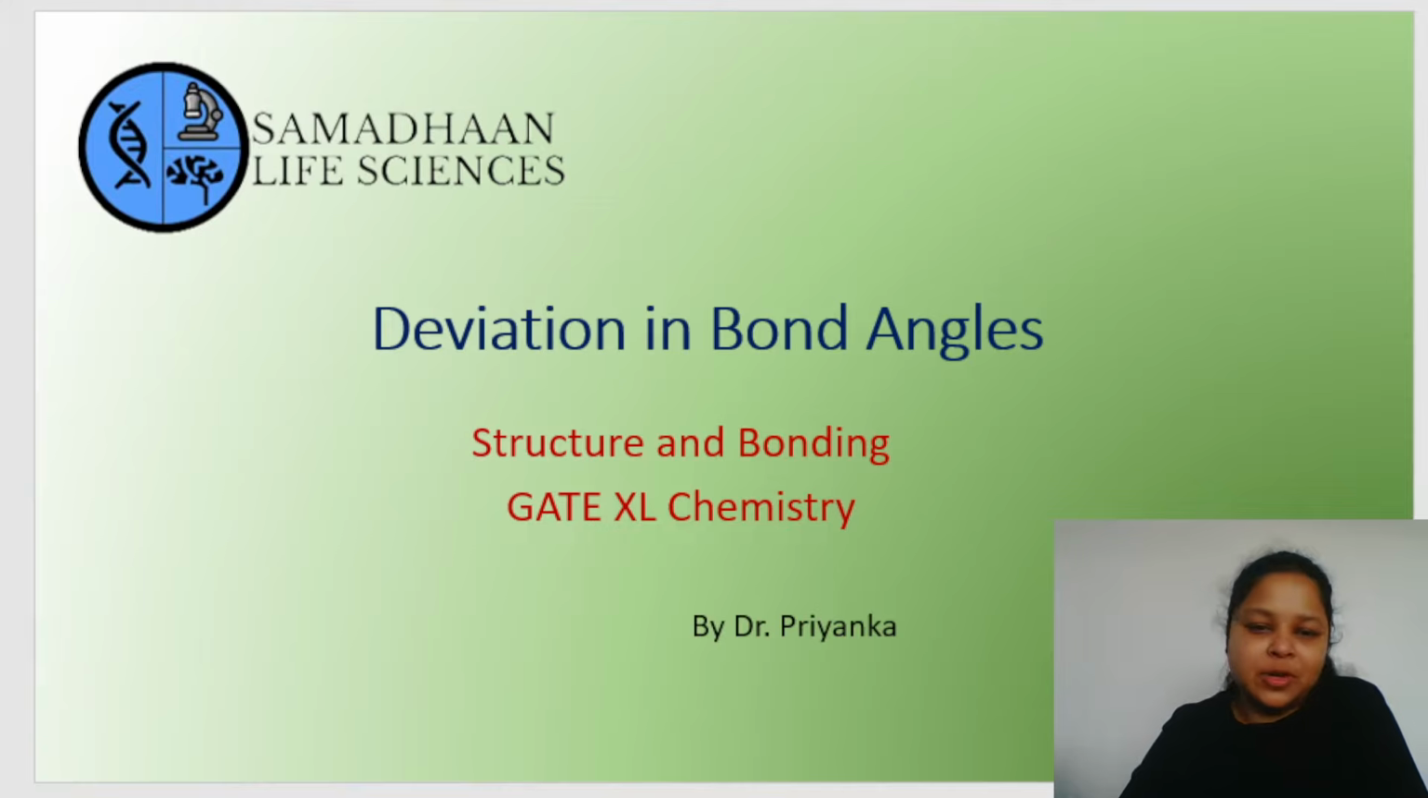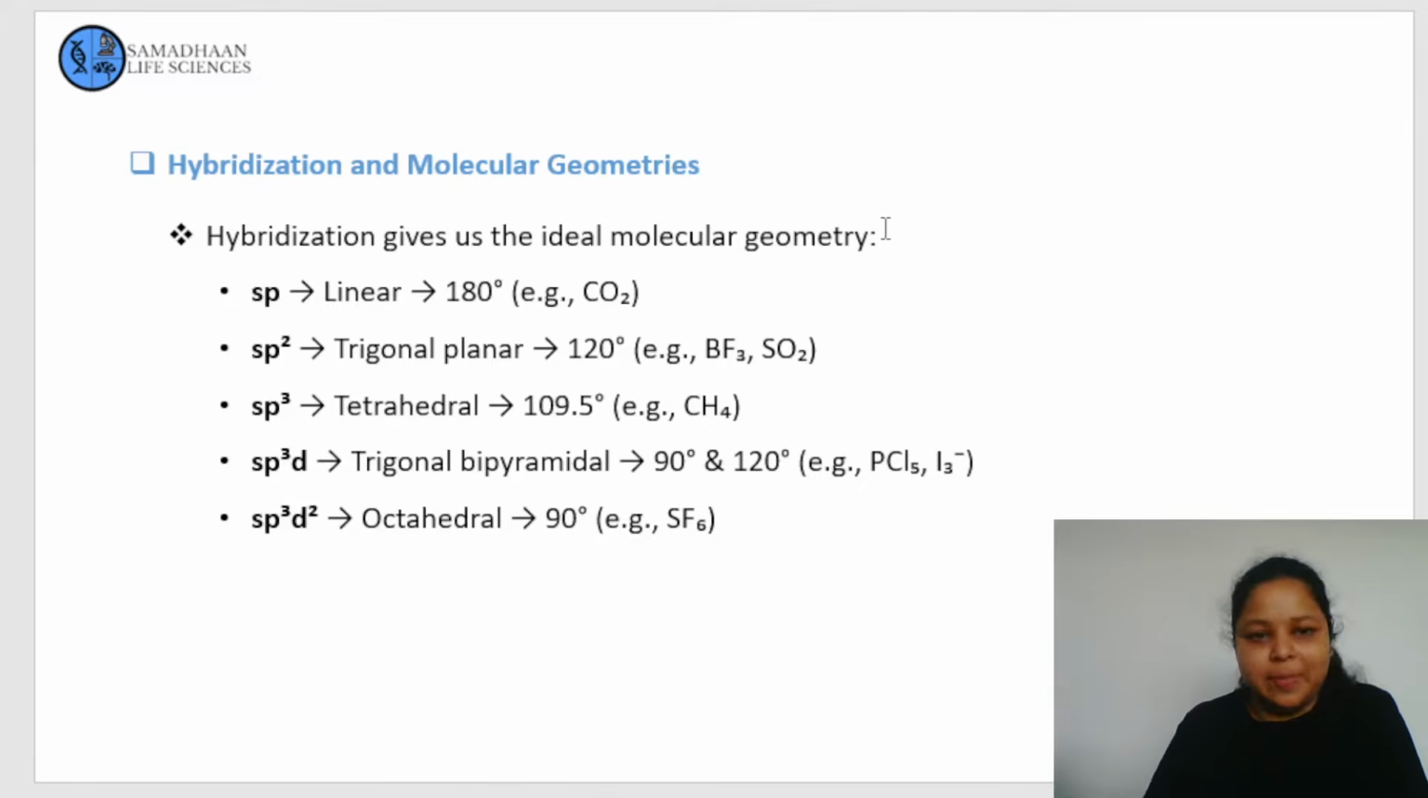Today's video is about deviation in bond angles. This is part 2 of our last video, hybridization. So let's start with a quick recap. Hybridization gives us the ideal molecular geometry. For example, sp hybridization gives us linear geometry, sp2 trigonal planar, sp3 tetrahedral, sp3d trigonal bipyramidal, and sp3d2 octahedral. And these are the ideal values of bond angle that come from this hybridization.